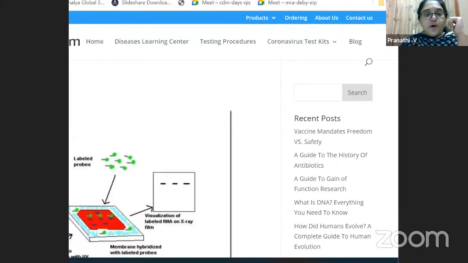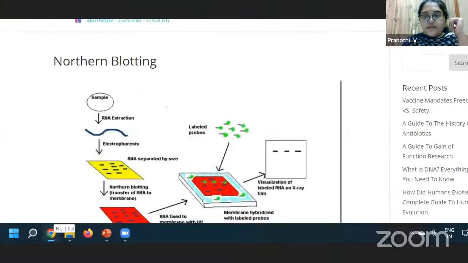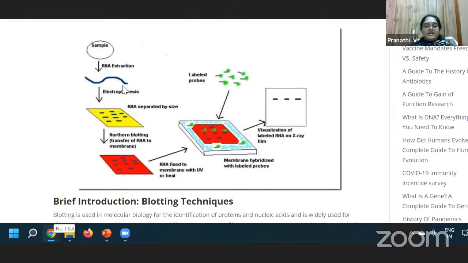So in the case of northern blotting, what exactly happens is, it is used to identify the mRNA now. So RNA is extracted, electrophoresis again is done. So you have the separated RNA, which is based on the size. Then it is transferred onto the membrane basically. Then it is heat fixed.